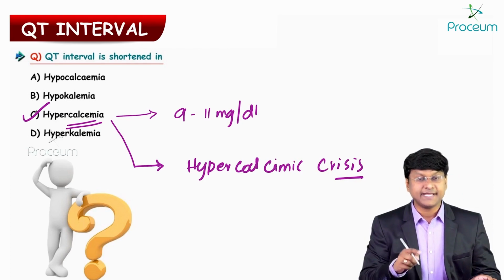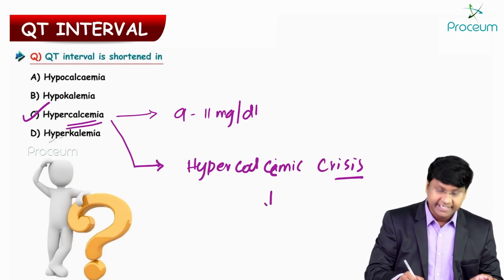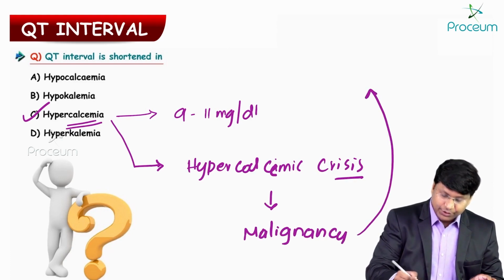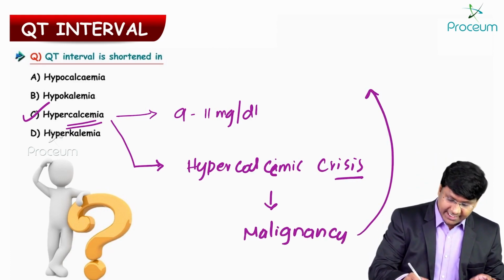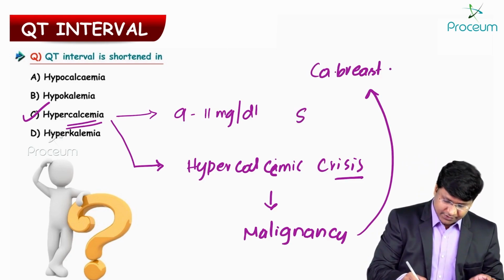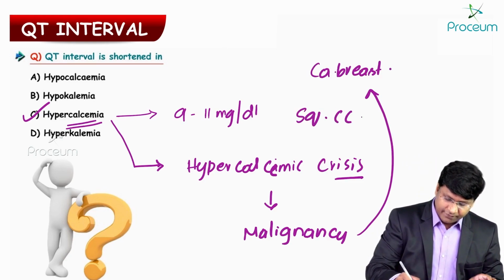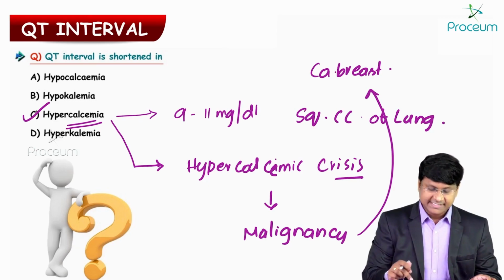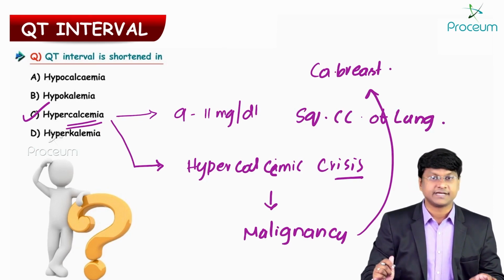So this particular hypercalcemic crisis you will see in case of malignancy. Now, in which particular malignancies will you have this hypercalcemic crisis? You will have this in case of carcinoma of the breast, and in case of squamous cell carcinoma of lung. Right, squamous cell. So these are the conditions where you will have this hypercalcemic crisis.